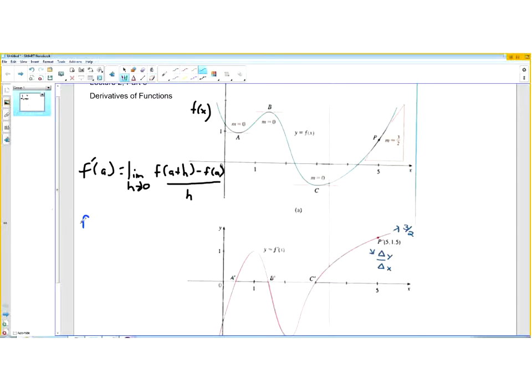I'm going to replace a with x because a, in this case, can be construed as the parameter or the variable. So the generalized equation for the derivative of a function is this, for any x, as long as x is in the domain of f. All I'm doing is simply replacing a with x.